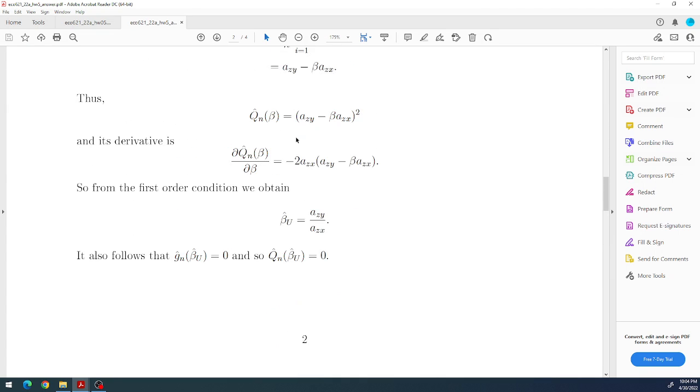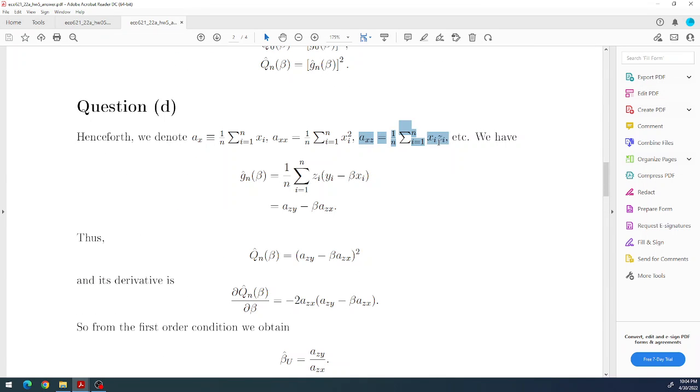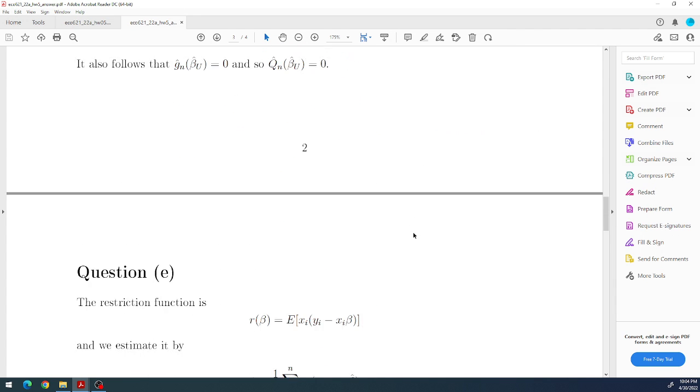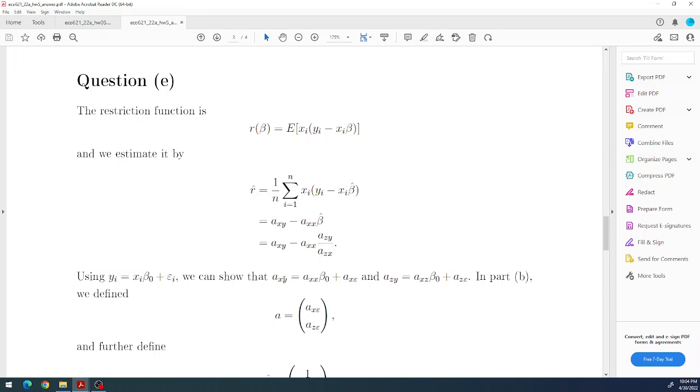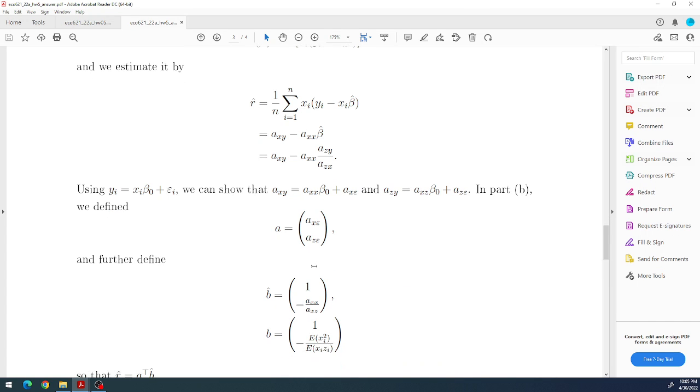so remember, AXY is something like this, x times y as sample average, and then y is replaced by x beta plus epsilon. So this average becomes AXX, sample average of x squared times beta 0, plus the sample average of x times epsilon i, right? So there's nothing special. It's pretty much the standard way. And also you can do the same thing for the sample average of z times y.